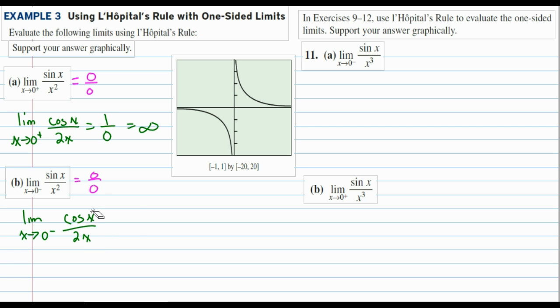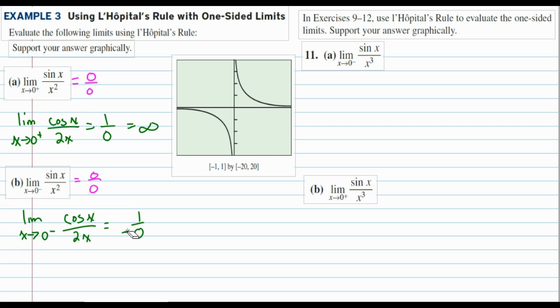But now it's a little bit different because I'm going to get 1 over, this time, a negative 0. And yeah, I know there's no such thing as negative 0. But what this means is if we're approaching 0 from the left, we're not talking about 0.1, 0.01. We're talking about negative 0.1, negative 0.01.